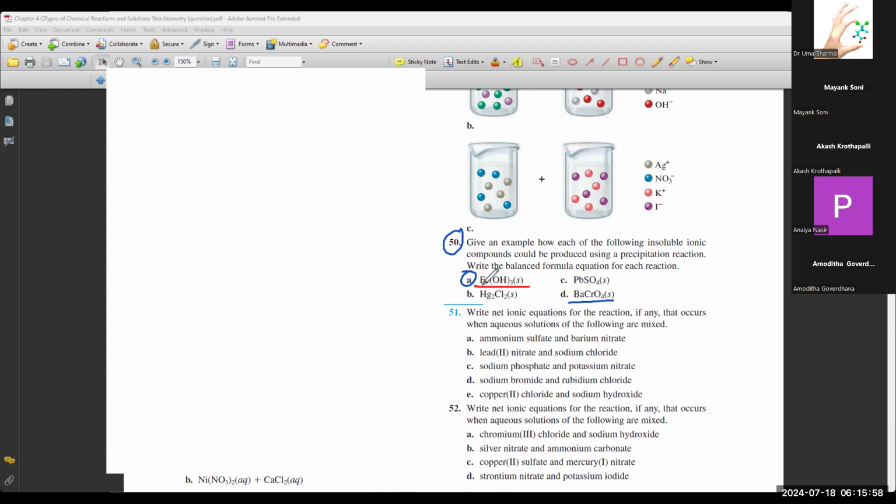What should I take of Fe? What is the charge on Fe here? Work out the charge, 3 plus. What is the charge on OH? 1 minus. So I have to take a compound of Fe which is completely soluble, any compound which is completely soluble, there are many, and I have to take OH minus compound which is completely soluble.